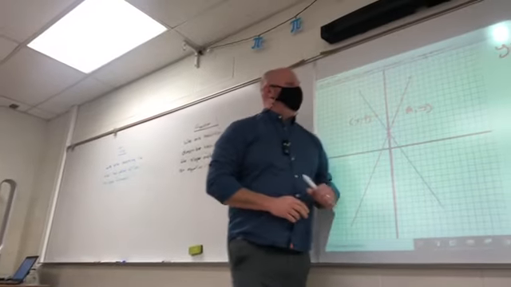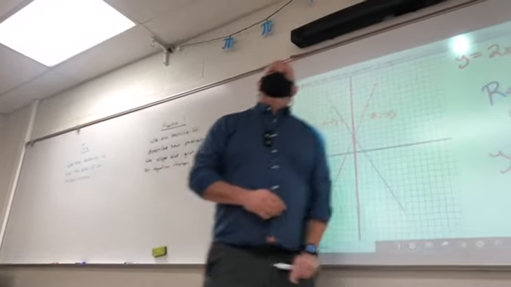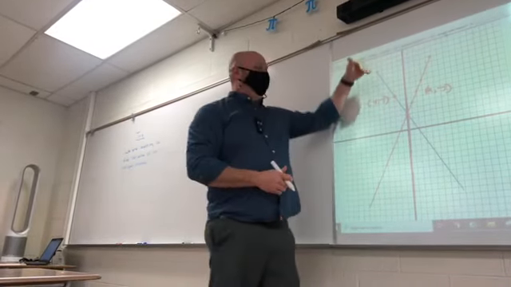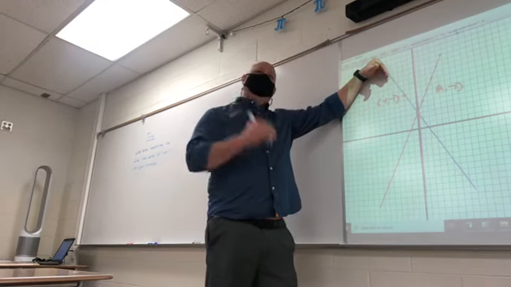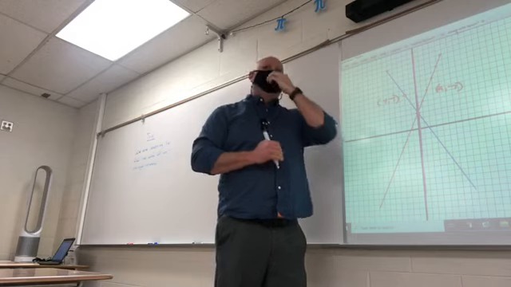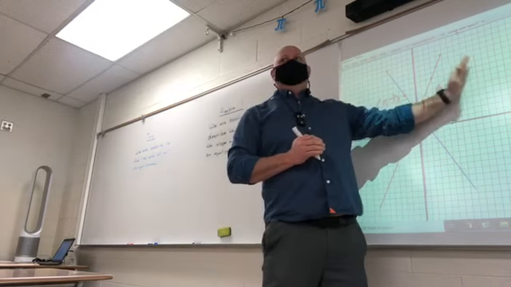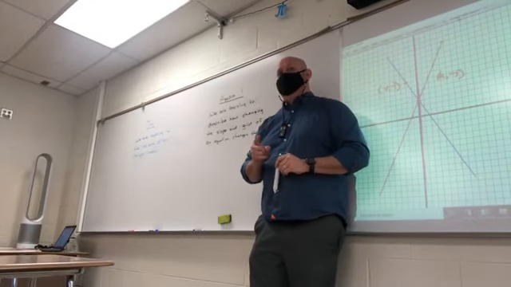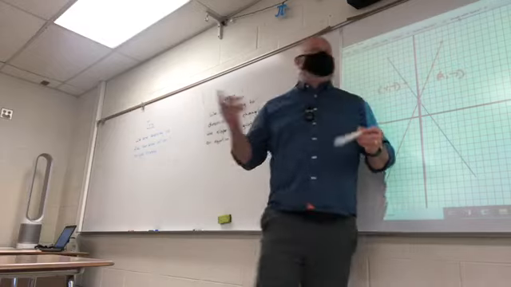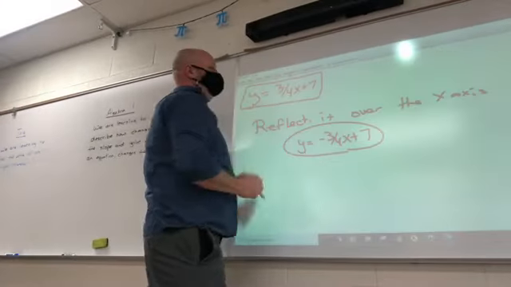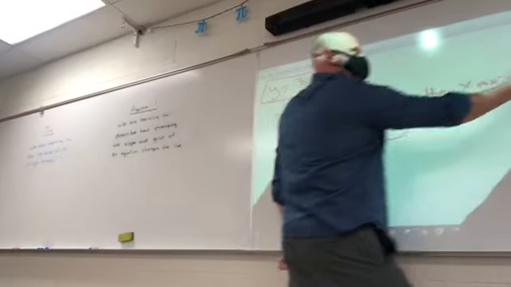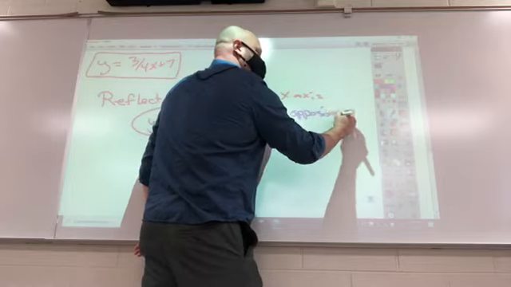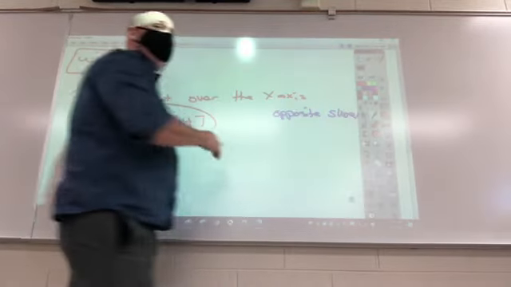So when we graphed it here, did we reciprocal it? Or did we just take the opposite of it? Opposite of it. So reflection across the y-axis, what's the only thing you have to do? Opposite of what? The slope. That's it. If you want to do reflection across the y-axis, all you have to do is do the opposite of the slope. And that's it.